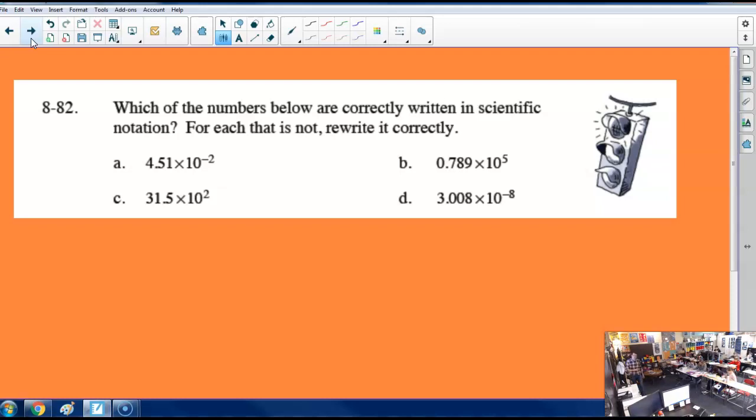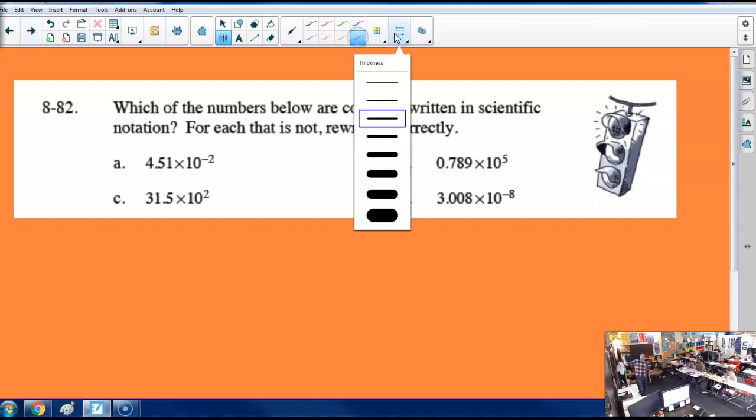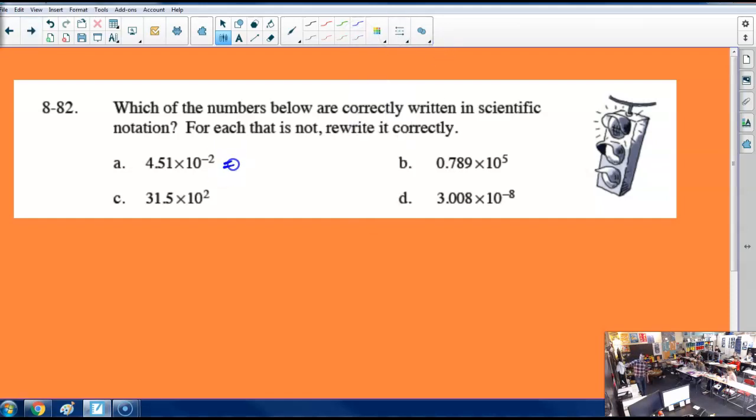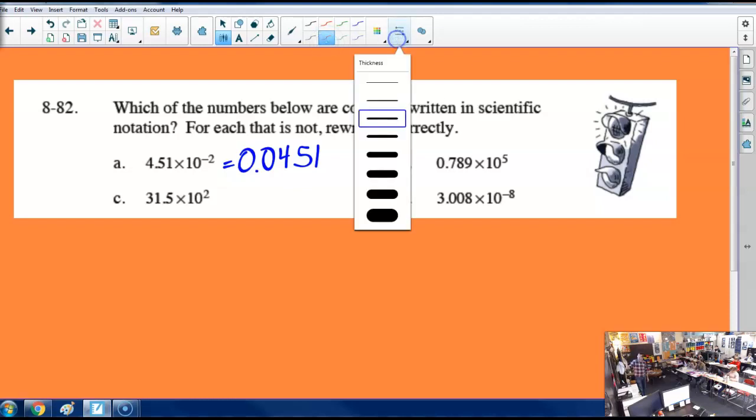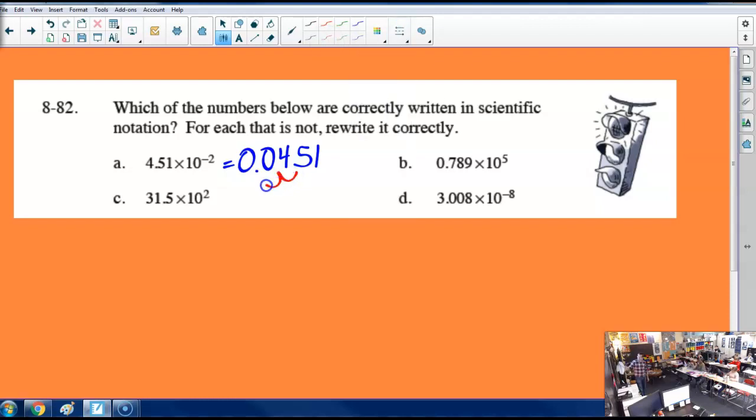I'll go ahead and tell you, A is right. It is in scientific notation form properly. And if I wrote it out, it'd be 0.0451, because my decimal would bump two places to the left to get to standard form.